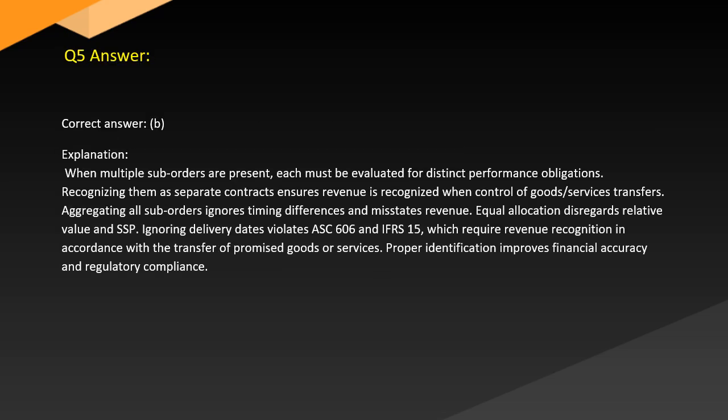Answer. Correct answer, B. Explanation. When multiple suborders are present, each must be evaluated for distinct performance obligations. Recognizing them as separate contracts ensures revenue is recognized when control of goods or services transfers. Aggregating all suborders ignores timing differences and misstates revenue. Equal allocation disregards relative value and SSP. Ignoring delivery dates violates ASC 606 and IFRS 15, which require revenue recognition in accordance with the transfer of promised goods or services. Proper identification improves financial accuracy and regulatory compliance.